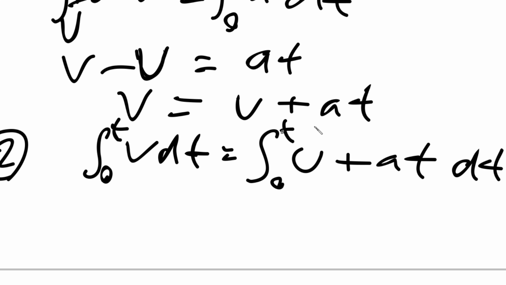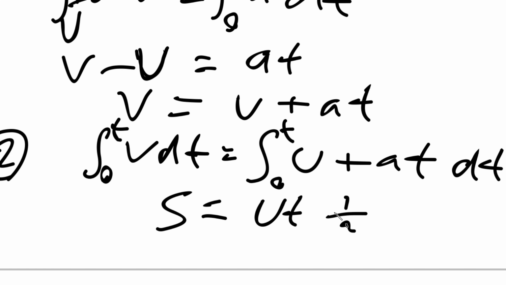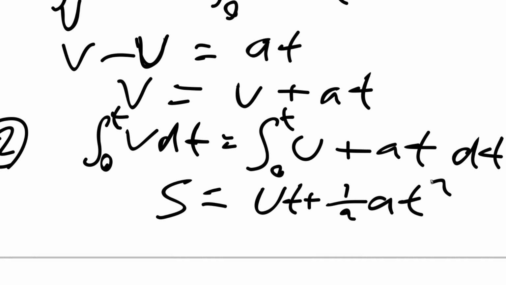And what you get for this one, the integral of velocity with respect to time is displacement, s, and integrate this term here with respect to time, and that gets you ut. Integrate this, and it becomes half at squared. Not anything too crazy here.